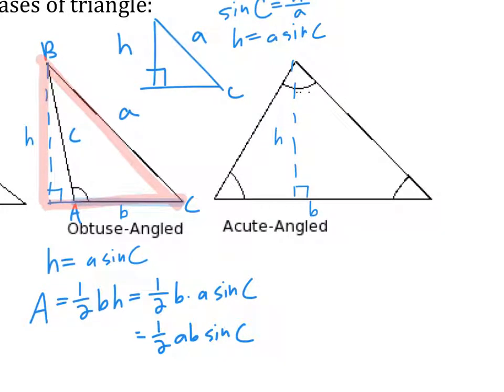Okay, so let's try another one. Acute angle. So we need to figure out this side H. Let me change this to a different color. Let's say this side is A, this side is C. This is angle A, C, and B. We need to figure out H. Again, I'm going to give you a hint. This triangle. How high is H?